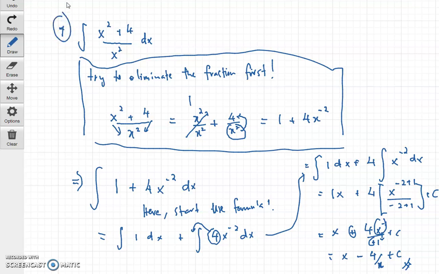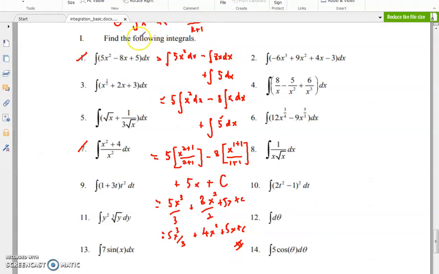Your notes there. This is how you deal with a fraction if you have the basic formula. So you can try to do the rest of the questions up until question number 12, all of it up until 12.